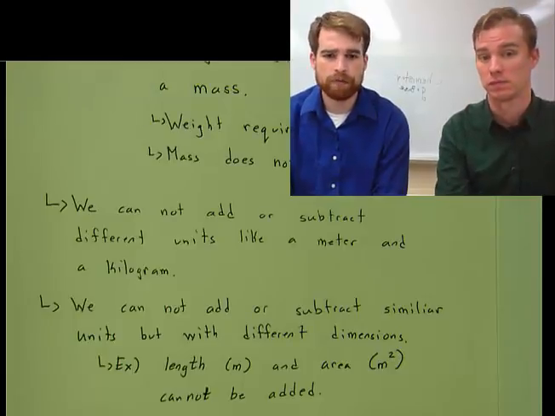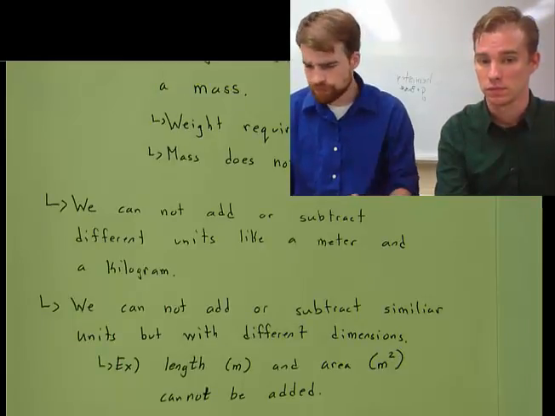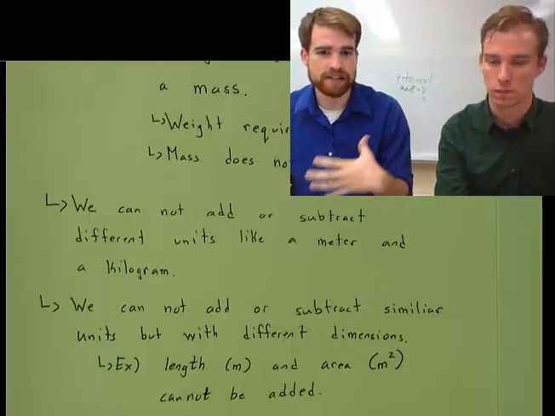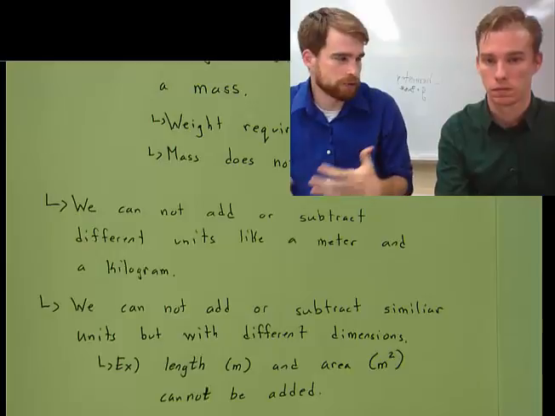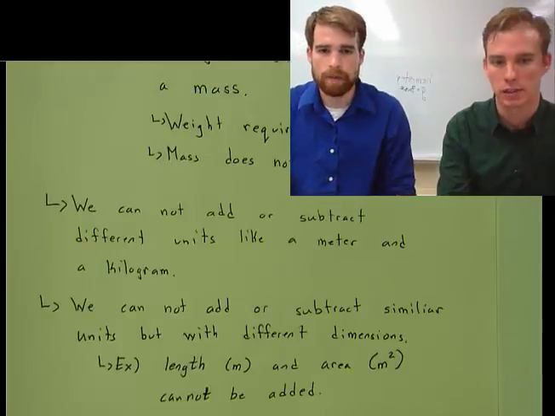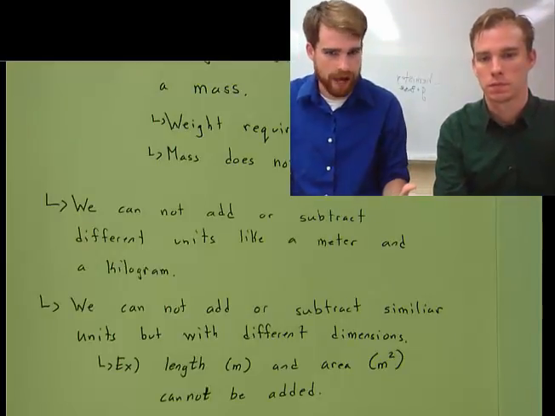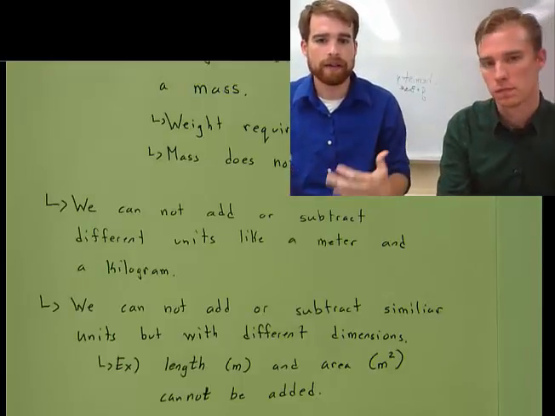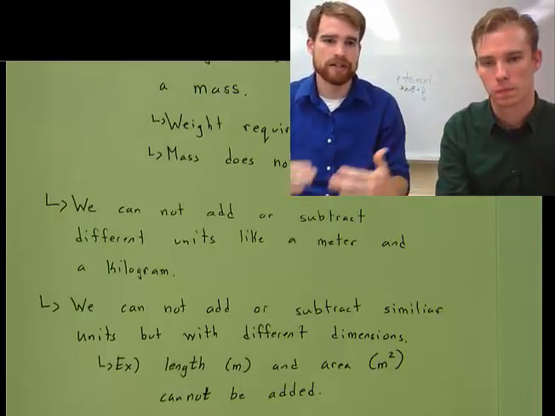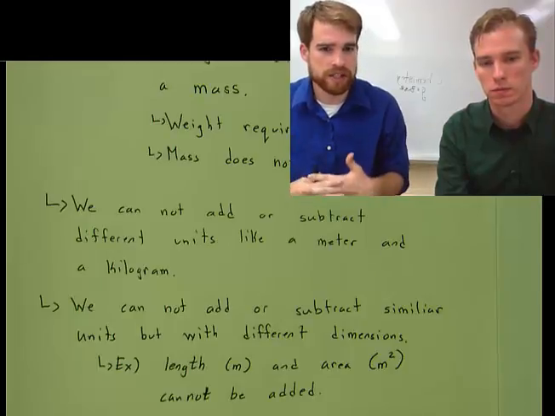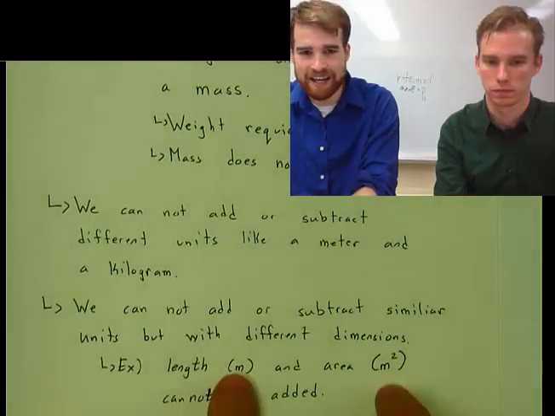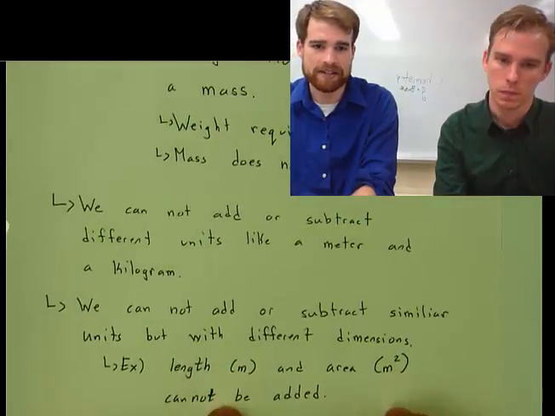And then the final fact is that you can't add a square of something to something that is not squared. Exactly. And you wouldn't do that in math. You wouldn't add x plus x squared, and we can't add length times area, meters times meters squared. They just can't go together because they have different units. Unless they look exactly the same, they cannot be added together.